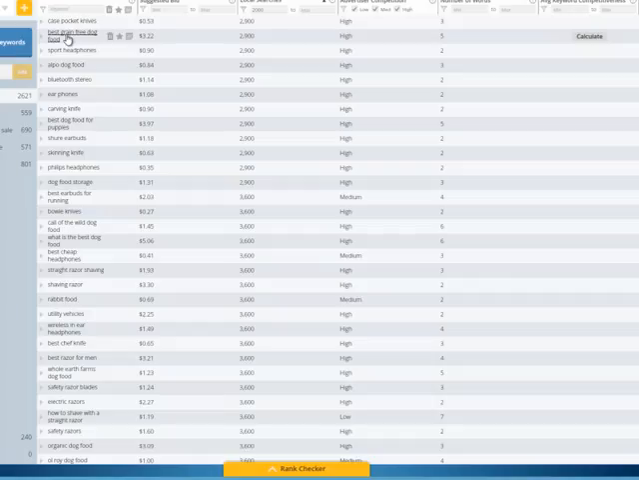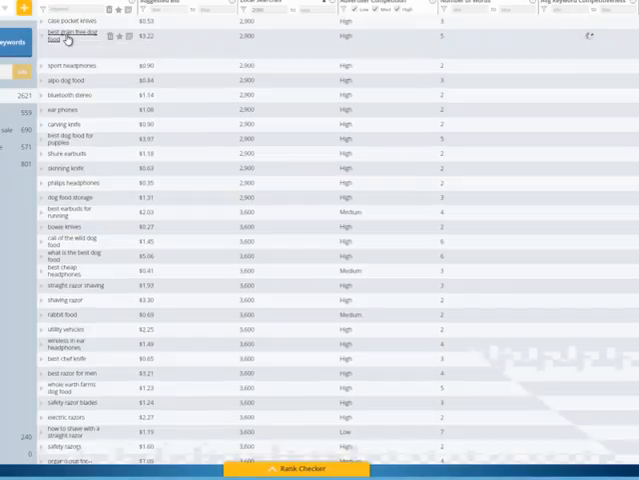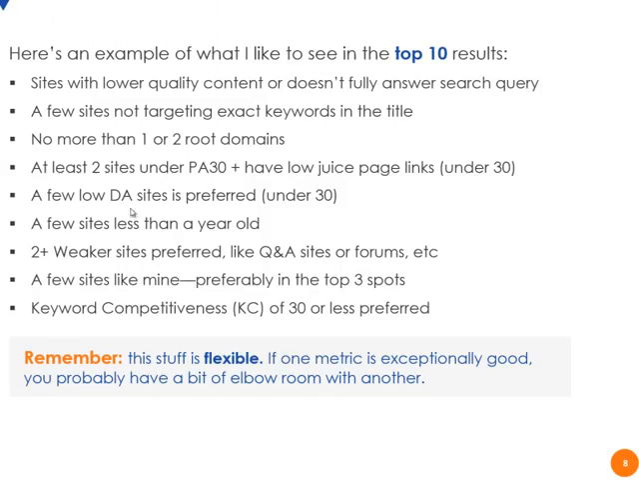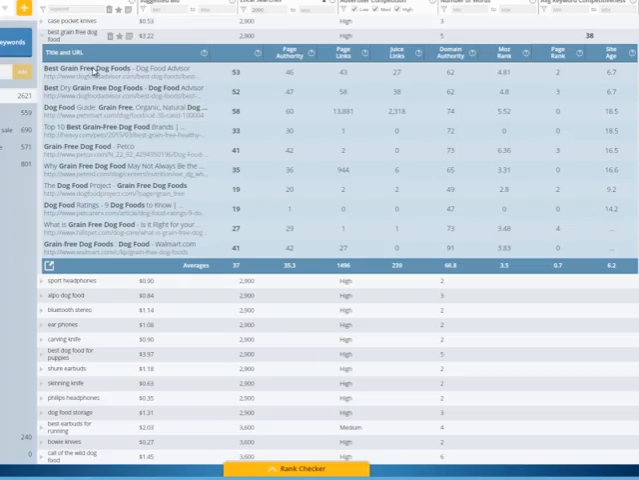Okay, let's take a look at another one here. Best grain-free dog food. That's going to go ahead and pull up these results. And we're going to take a look at the exact same things. Look at the title of the page. How well are they targeting this keyword? The top 2 results definitely are. The third result pretty much is.